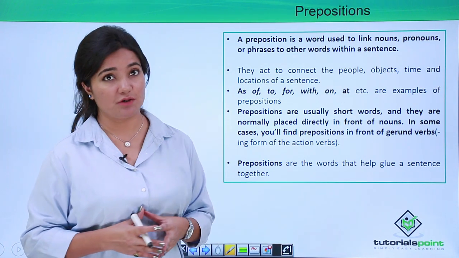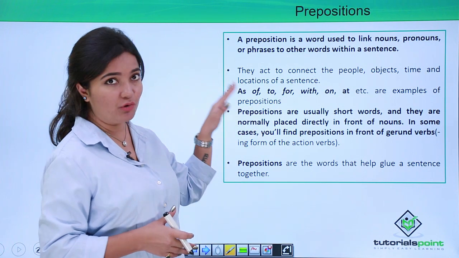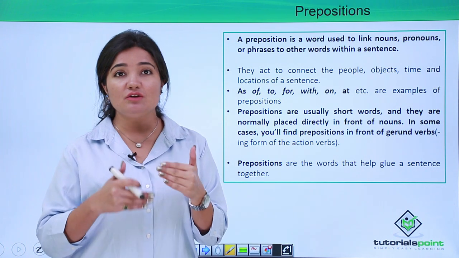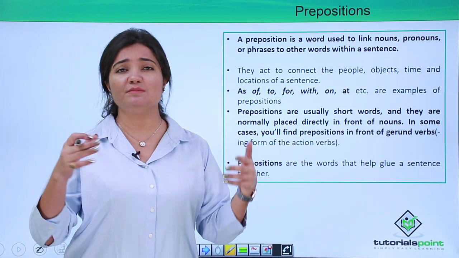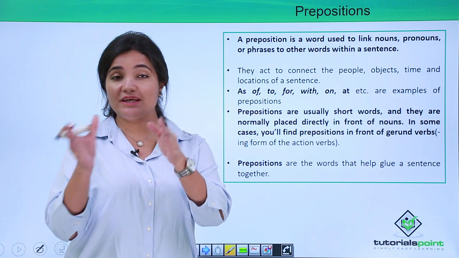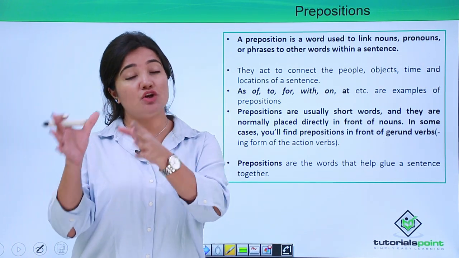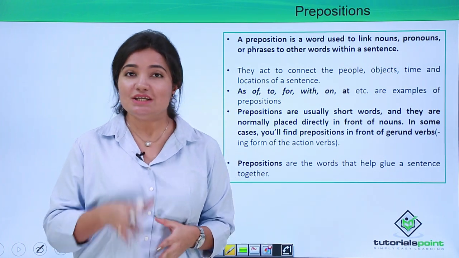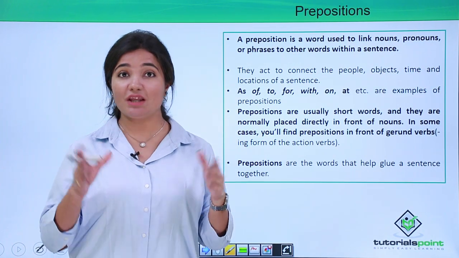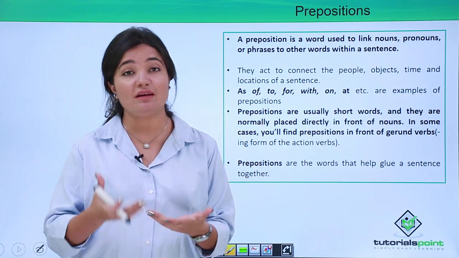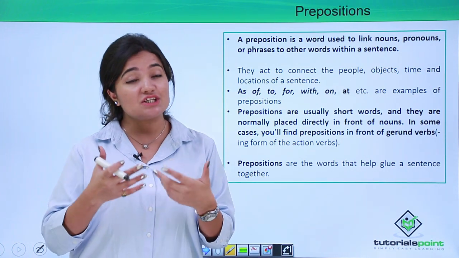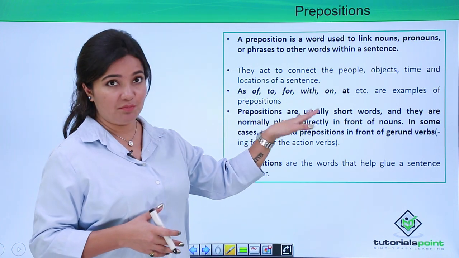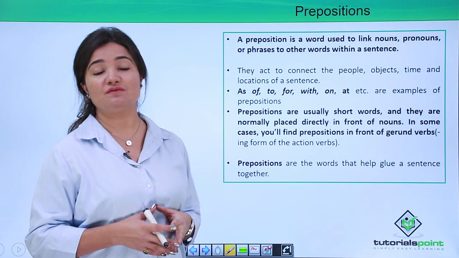A preposition is a word that is used to link nouns, pronouns, or phrases to other words within a sentence. So you have different categories: nouns, pronouns, verbs, etc. So how do you actually get them into the picture? How do you make it very congruent, very seamless and smooth in your language? It's only through the use of prepositions that you can help them all get together and construct a meaningful sentence. Now, they act to connect the people, objects, time and location of a sentence, right?